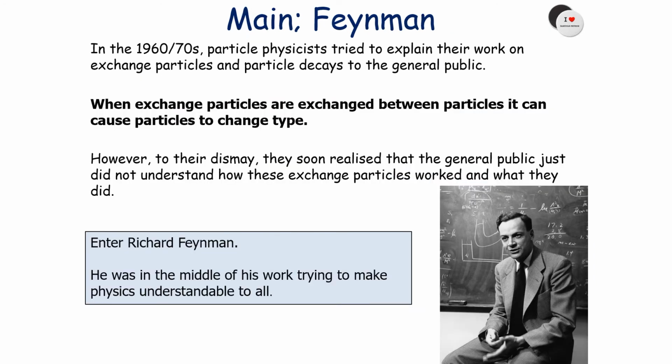Now in the 1960s and 1970s, particle physicists tried to explain their work on exchange particles and particle decays to the general public. Now when exchange particles are exchanged with particles, they can cause the particles to change type and cause them to decay. However, to their dismay, particle physicists soon realized that the general public just didn't understand how these exchange particles worked and what they did. So enter Richard Feynman, who is in the middle of his work trying to make physics understandable to all.